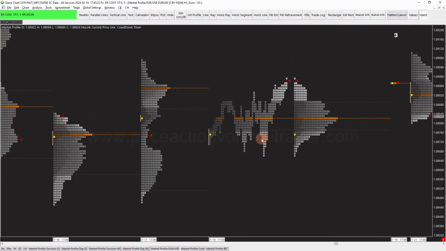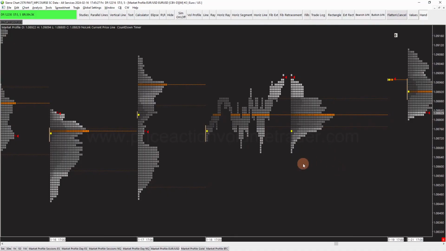This one right here in Euro US dollar is an example of an open auction, a day that we didn't really have a significant or no real trend. You can see we ended up putting a pretty balanced D-shaped profile. We did open near the lows and closed at the highs. However, you can see we pretty much spent almost the entire day within the value area from the previous day.